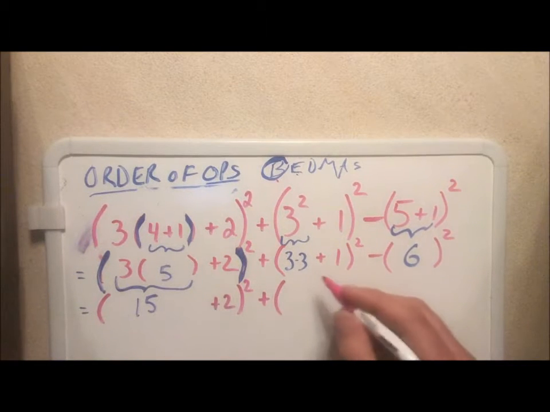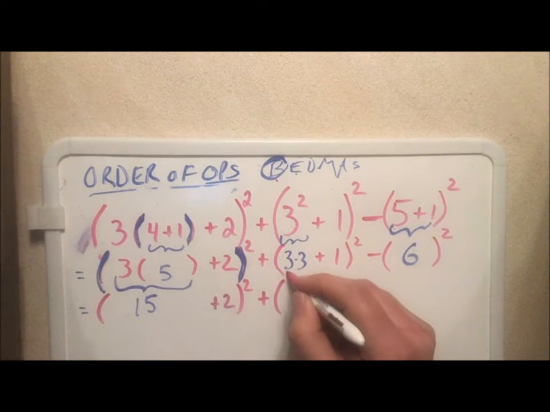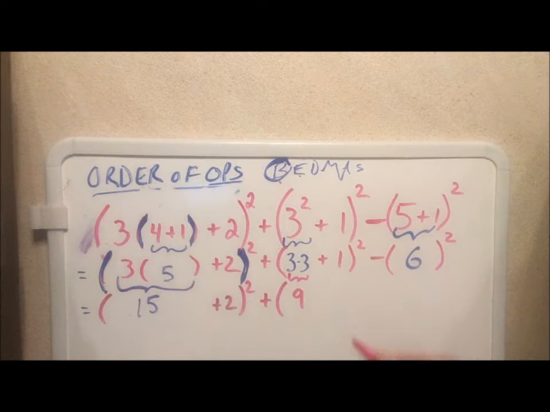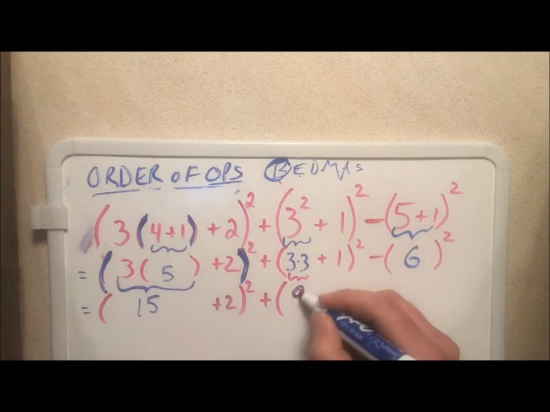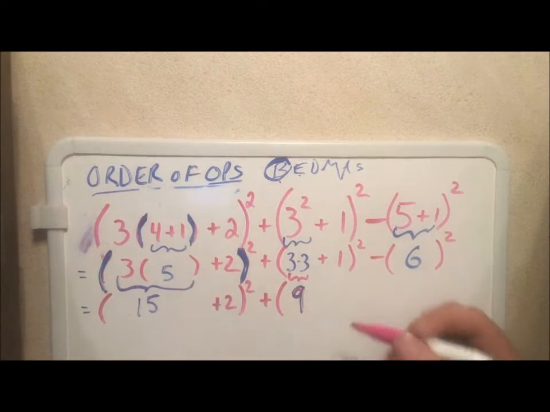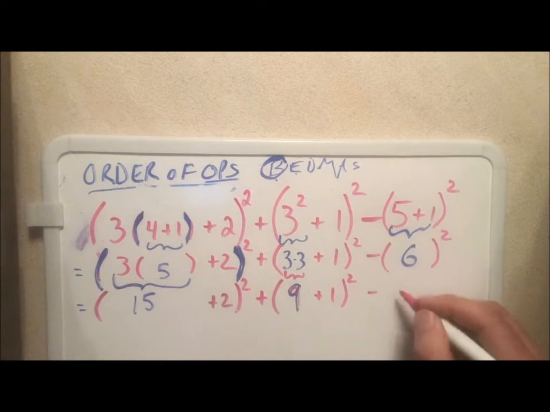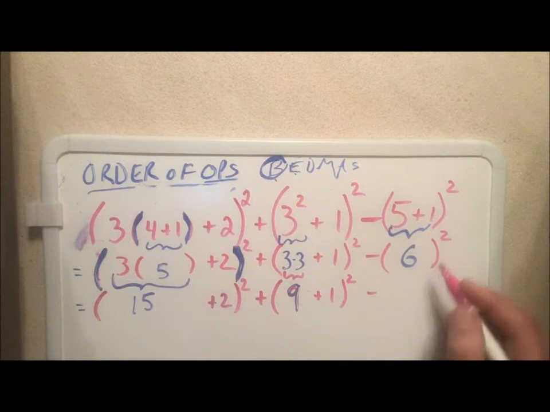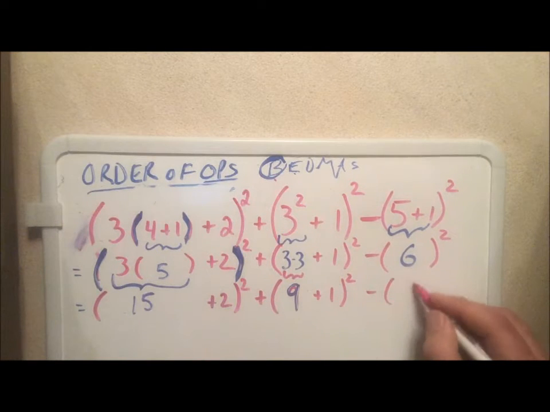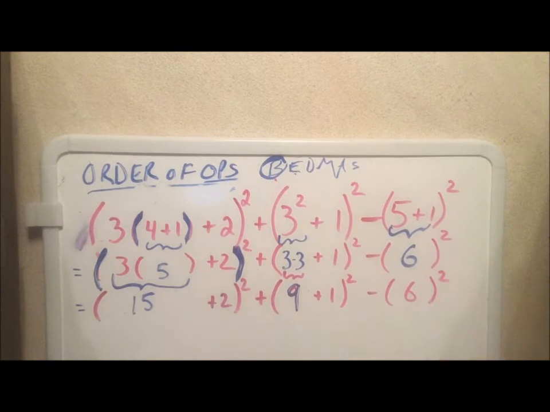Now inside this bracket, I have a times sign and a plus sign. I have to do this timesing first. I have to do that timesing first. 9 plus 1. Okay. Minus. And now there's nothing to solve here, but I could probably get into my exponents now.